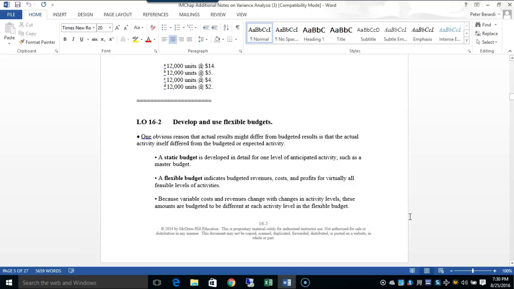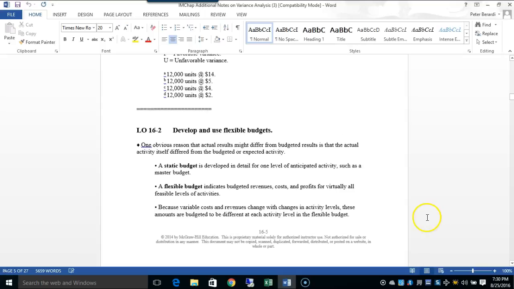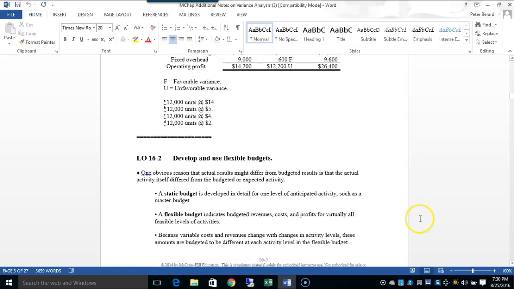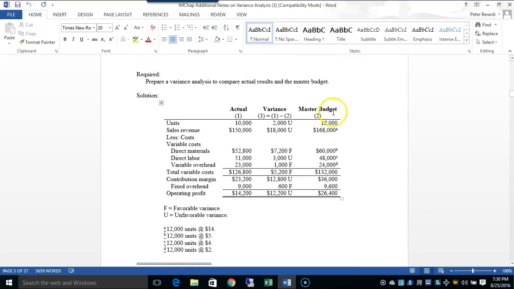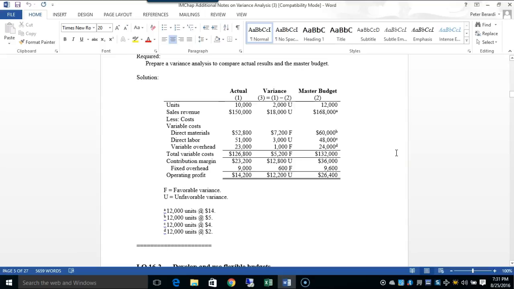Flexible budgets. A static budget is developed in detail for one level of anticipated activity, such as a master budget, which is what we just did. However, we introduce a flexible budget, which indicates budgeted revenue, costs, and profits for all feasible levels of activities. So in other words, we have this master budget, but we will have different volumes throughout each month. One month we might produce 2,000 units, another month 2,200 units, another month 3,000 units. So with different volumes of activity, our master budget basically is converted into a flexible budget.